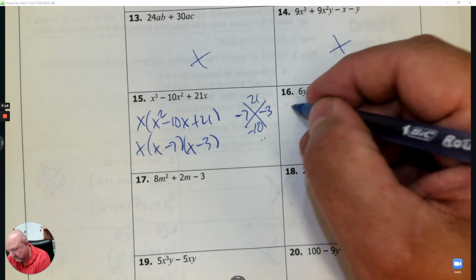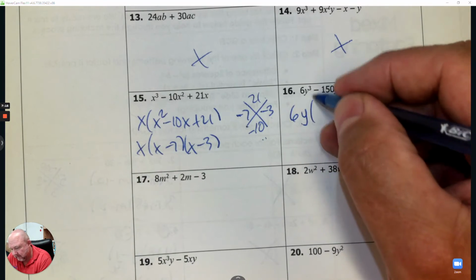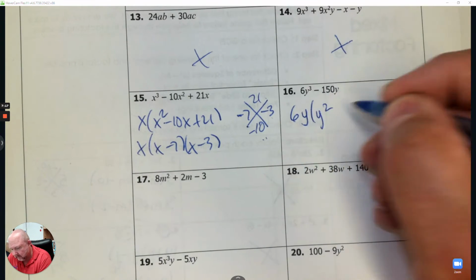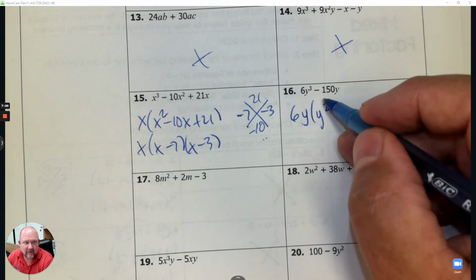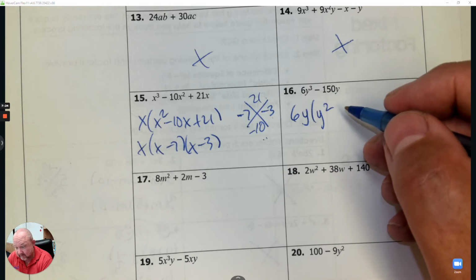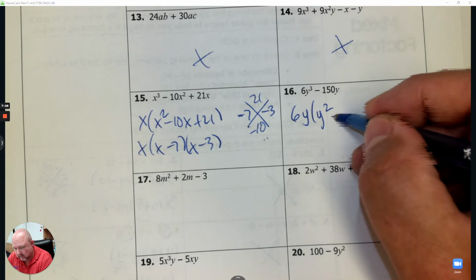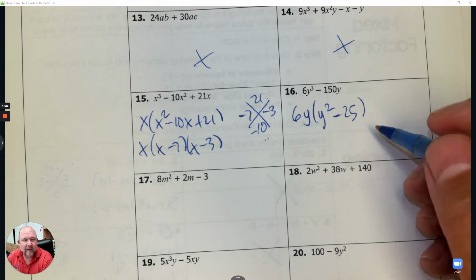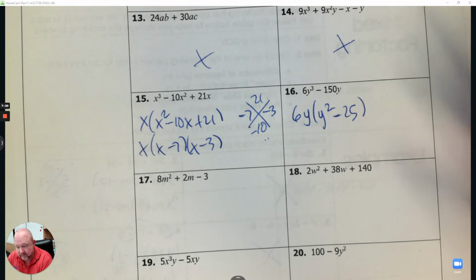All right, number 16. Factor out, I think 6 goes in evenly. It does. So when I divide, it's 1y squared. Now when I divide here, think money, right? How many quarters are in $1.50? It's 6 of them. So this is a quarter.